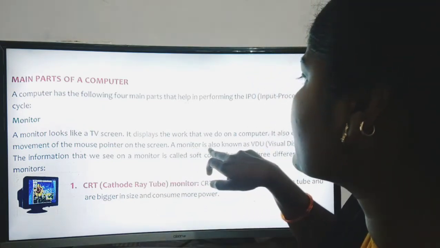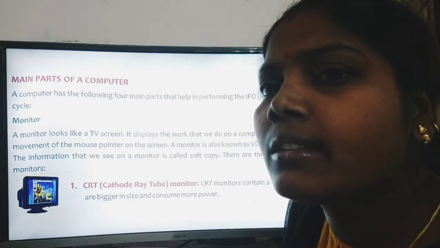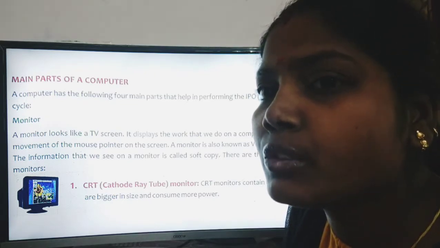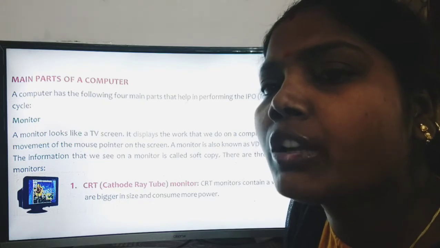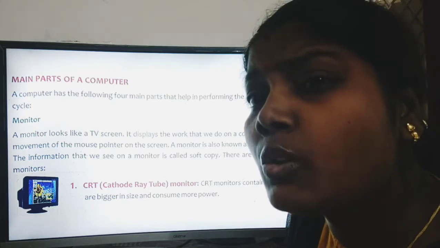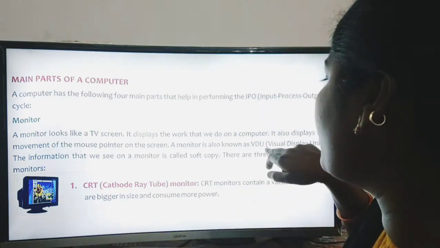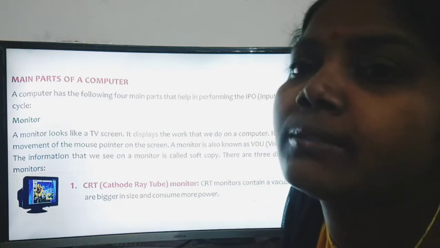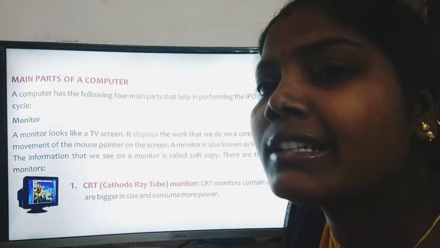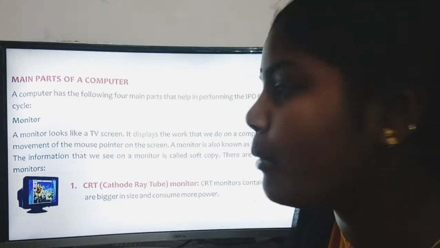A monitor is also known as a VDU. We can say that the monitor is a visual screen. Whatever we do in a computer, the monitor will display to us. So we have another name for it, VDU, Visual Display Unit. This is another name of the monitor.